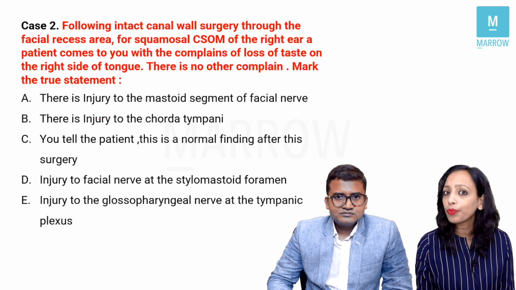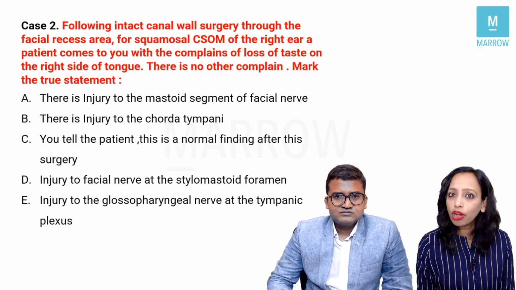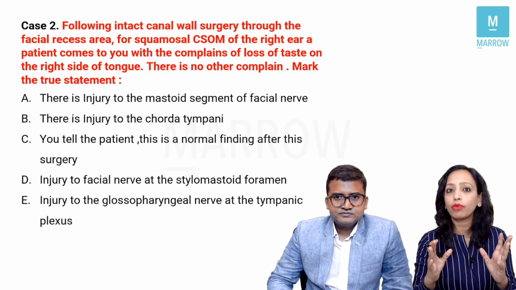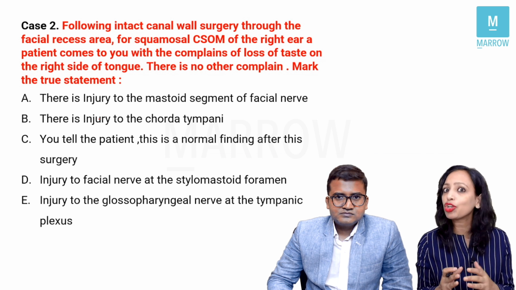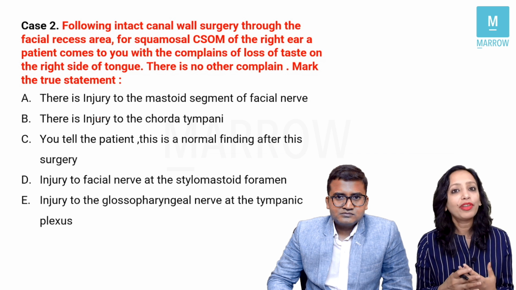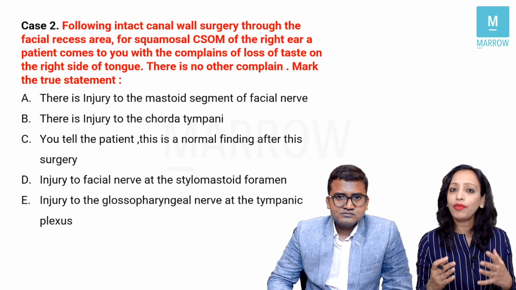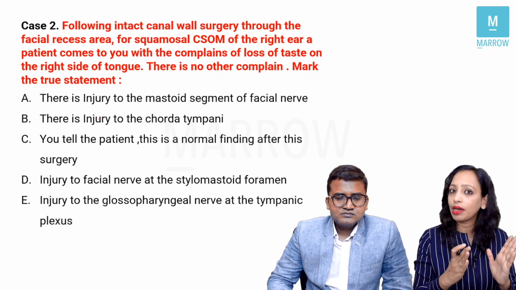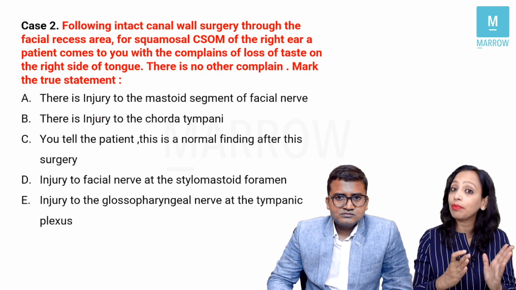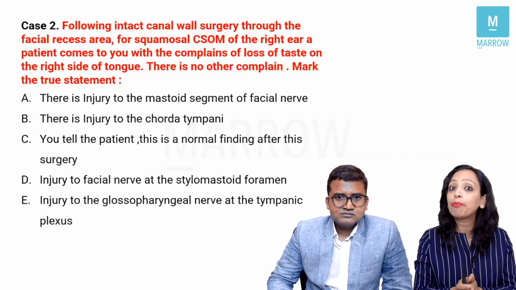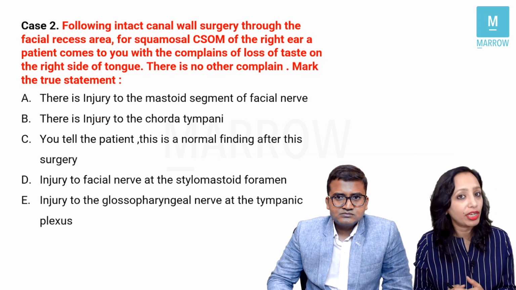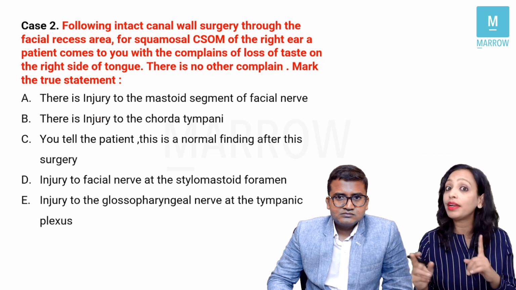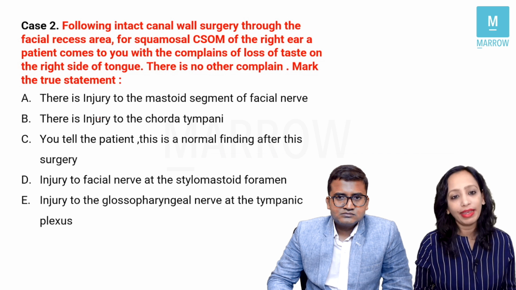Option C, is that true? No, this is not a normal finding after surgery. After surgery, we are supposed to have all the nerves intact. Yes, this is a normal finding after canal wall down surgery. Whenever we do canal wall down surgery, we lower the common wall between the mastoid and the middle ear, external auditory canal, and the mastoid. We remove this common wall completely up till the descending part of the facial nerve, which means that we always sacrifice the chorda tympani. So there it is a normal finding. It is not a normal finding here.